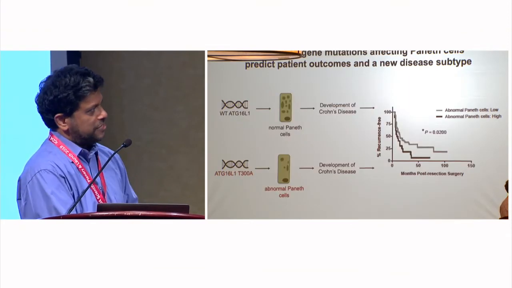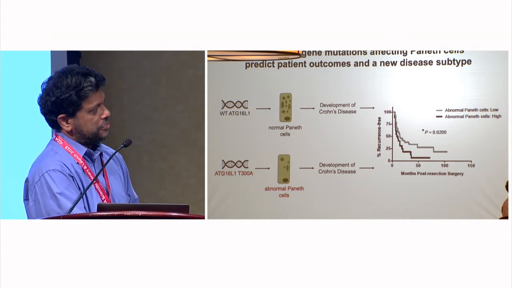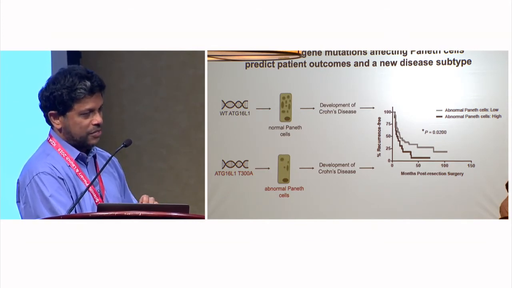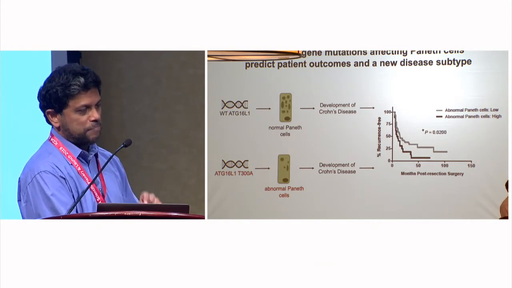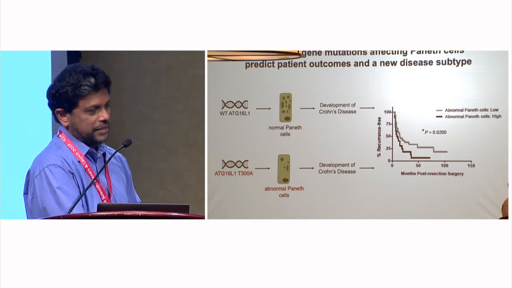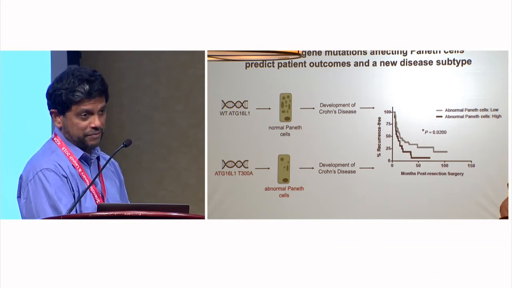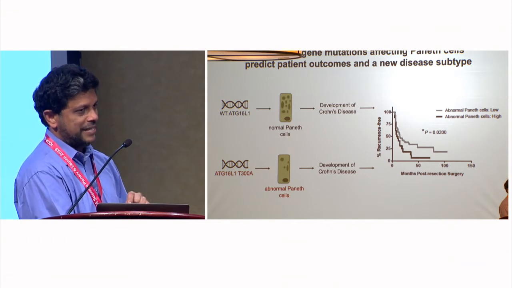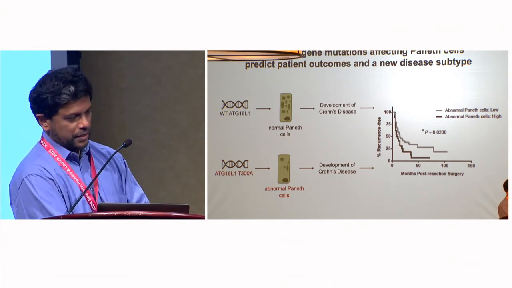The clinical implications of this was a study done in collaboration with Skip Virgin and Thaddeus Stappenbeck when we looked at patients who had the coding variant and abnormal Paneth cells. Their time to surgery was much shorter than individuals who did not have the coding variant and who did not have Paneth cell abnormalities. So a direct clinical application of this finding.